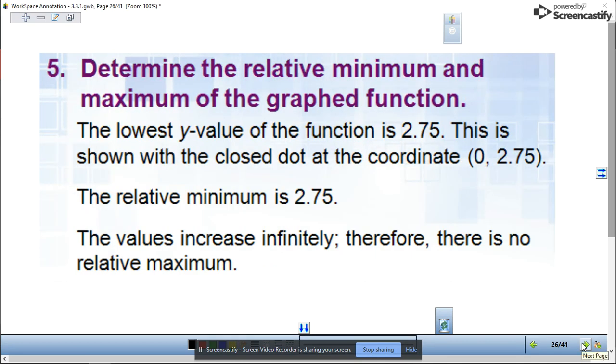Determine the relative max and min. So it started, it had a lowest point, but then it's going to keep increasing based on the number of miles you go. So if you don't go anywhere, you just get in the cab and then get right back out, which is kind of silly. But if you did, you'd have to pay them $2.75. Okay? There is no relative max, but there is a relative min.